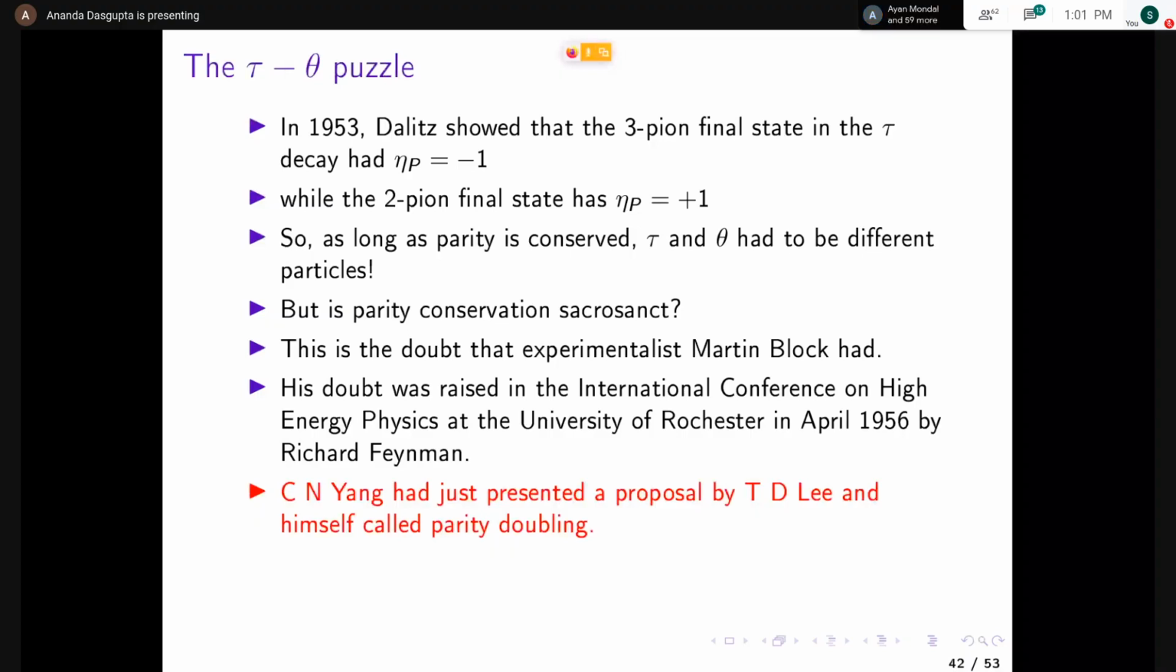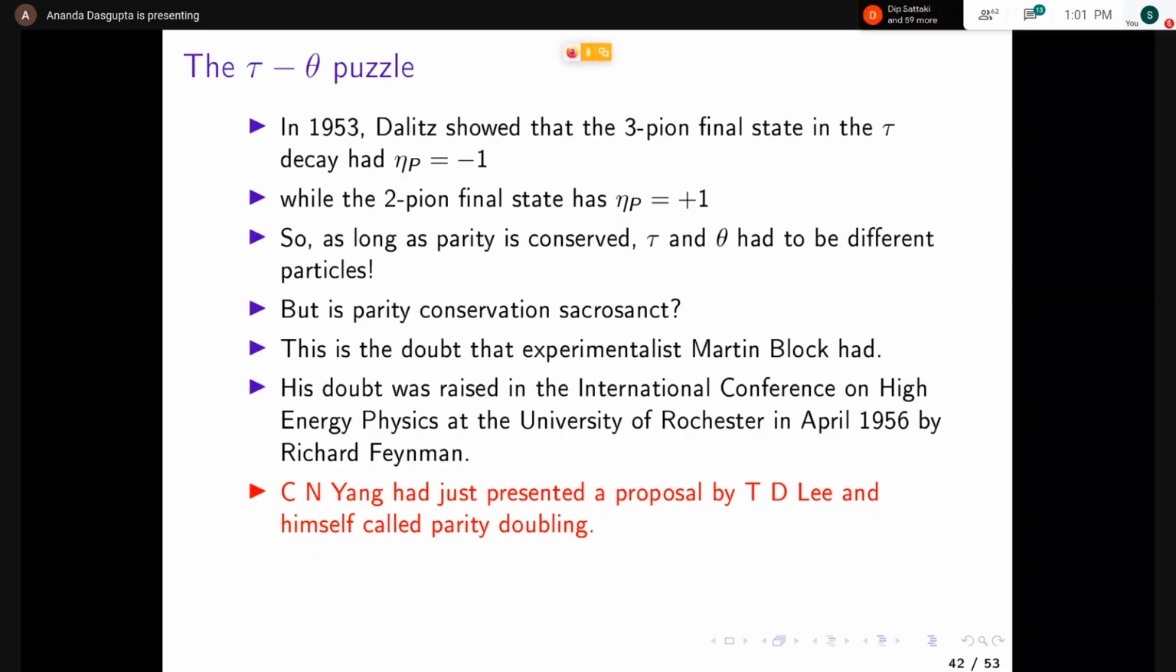And at the end of their presentation, Feynman rose up and said, okay, fine, you are saying that parity doubling will solve this. But that actually means that you must accept parity as a conserved quantity. That is why you are saying the same particle stays in -1 for some time and then decays into 3 pions, +1 for some other time, then decays into 2. What if parity is not conserved at all? What if the same particle, whatever parity, can go into -1 and +1 both?